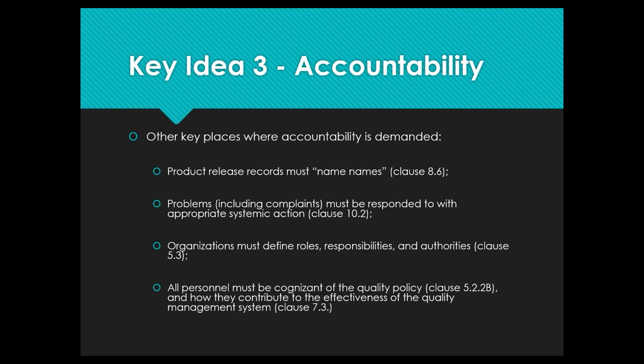5.3 says that you need to define roles, responsibilities, and authorities. 5.2.2B says that people need to be cognizant of the quality policy. And 7.3 says they need to understand how they are contributing to the effectiveness of the quality management system. So I want you to remember that ISO 9001 is an inclusive standard. Again, it's rooted in that scope statement, but it is an inclusive standard. Everyone is part of the team that's making ISO 9001 work for your organization.